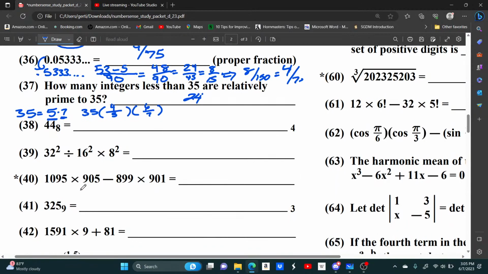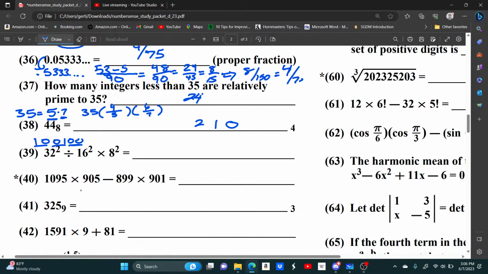Okay, number 38. 44 base 8 equals what in base 4? This is a little bit annoying, but it's not too bad. What you have to do is convert this base 8 number to base 2. That gives you 1 0 0 1 0 0. Then convert that to base 4. So 0 0 is just 0, 0 1 is just 1, and 1 0 is just 2.